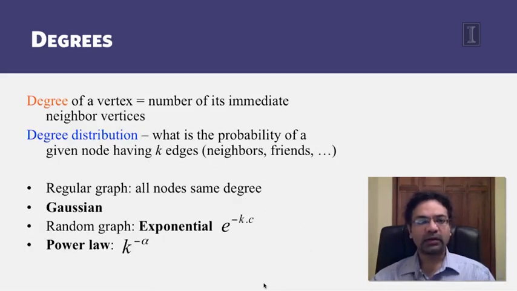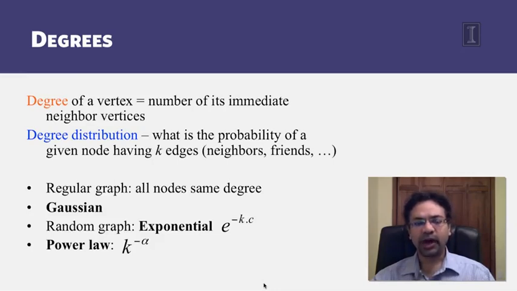So we've discussed small world networks. Let's change tack a little bit, and we'll come back to small world networks. Let's discuss degree. The degree of a given vertex in a graph or a network is essentially the number of immediate one-hop neighbors. So if a vertex has 3 edges, then its degree is 3.